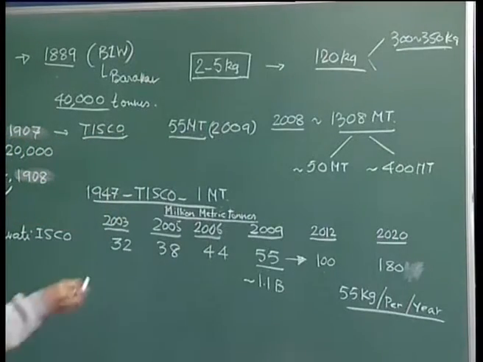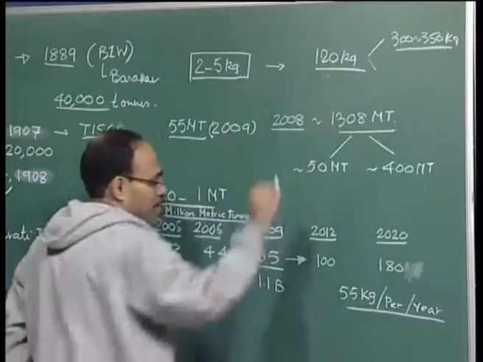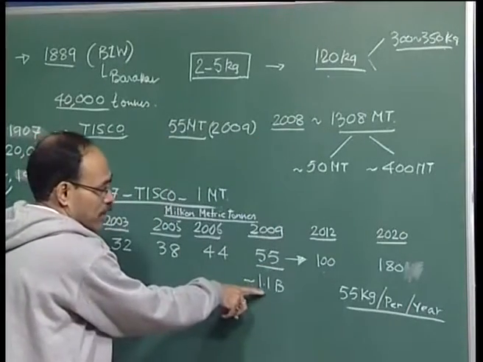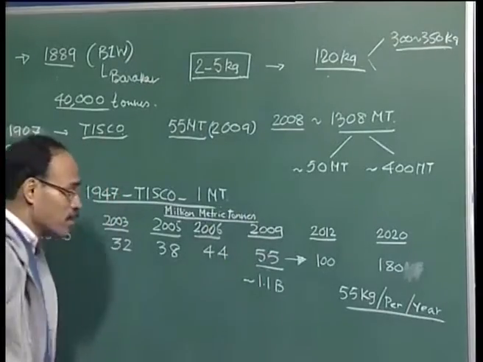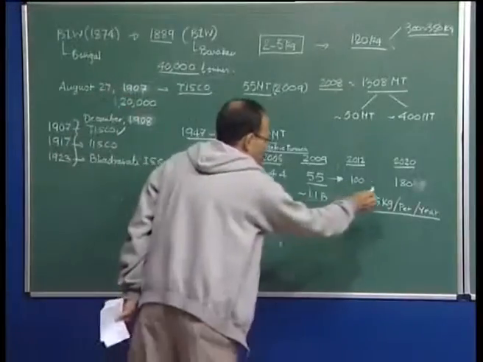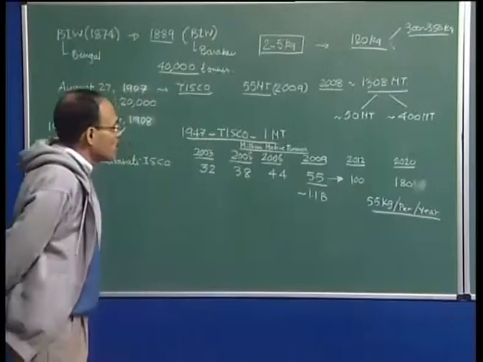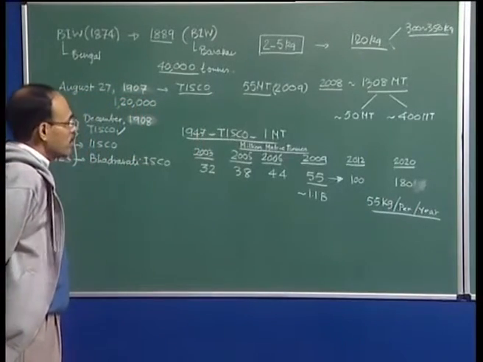Even if you go up to the global average of 120 kg, you can imagine that we are 1.1 billion, and maybe by 2020 we will be 1.3 billion. So 180 from that point of view is even less, okay.